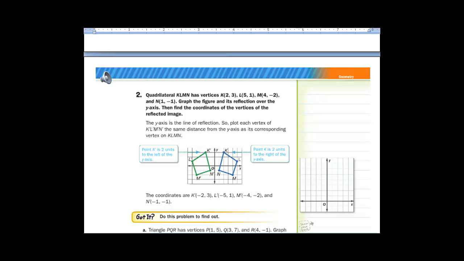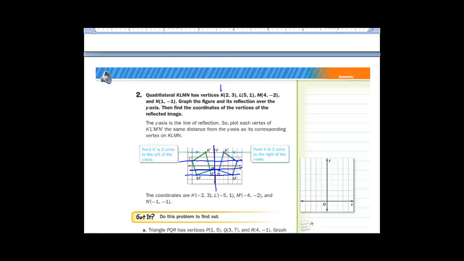Now, if it's a reflection over the y, then that means it's the x's that change. You're reflecting it over the y, so the y values are going to stay the same. They're all going to still stay on that line. Notice the M's did not move up or down any. L's did not move up or down any. They just reflected over that line of reflection right there. So if you're reflecting over the y, the x values change.